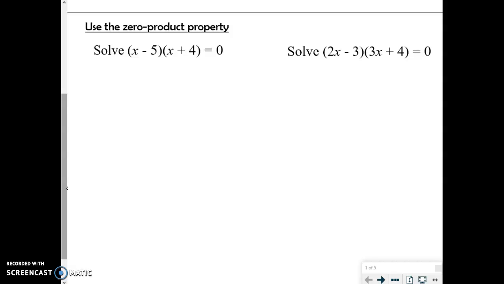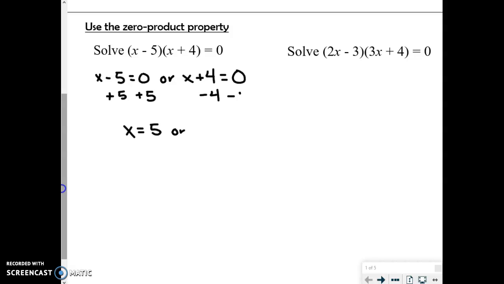So for the first example, we'd set it up by saying x minus 5 is equal to 0 or x plus 4 is equal to 0. If those statements are true, here we'd add 5 to both sides, and it tells us that x equals 5, or in our second one, we would subtract 4 from both sides, and we'd get x equals negative 4. The reason for the or is we can use either one of those in our original problem, and it would make the statement true. So the or statement here means we're putting them in individually, not at the same time.